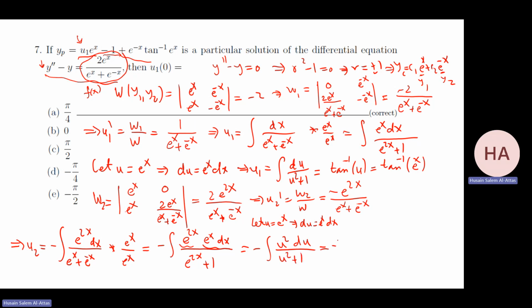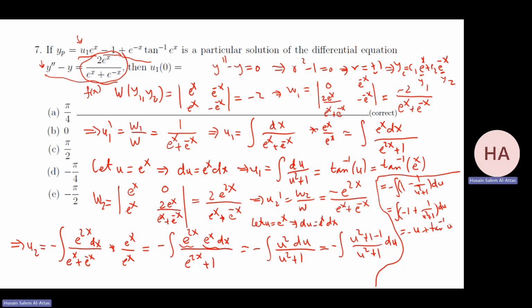Okay. So minus, I can use u squared plus 1, or you can do it by long division. Yeah, no space. Okay. So that will be equal to what? Minus the integral of u squared over u squared plus 1 du. In other words, it's minus 1 plus 1 over u squared plus 1. That equals minus u plus tan inverse of u, which is minus e to the power x plus tan inverse e to the power x.